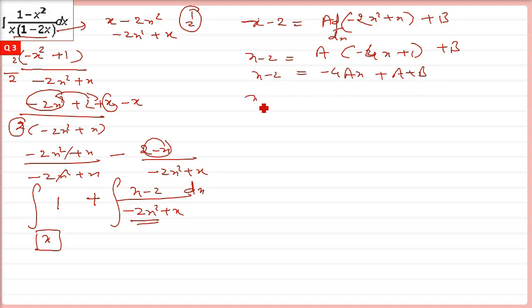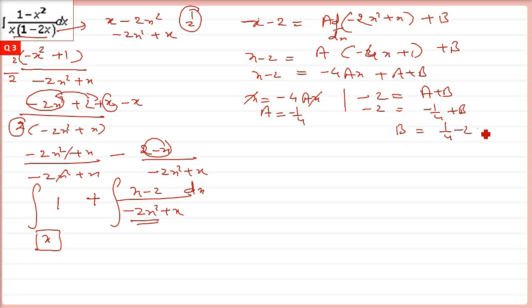Now equate the similar terms. So x will be equal to negative 4ax, and the second term, a plus b, equals negative 2. So this x gets cancelled. A will be equal to negative 1 by 4, and this negative 2 will be equal to negative 1 by 4 plus b. This b will give you 1 by 4 minus 2, that is 1 minus 8 by 4, which is negative 7 by 4. Now the integration will be done like this.